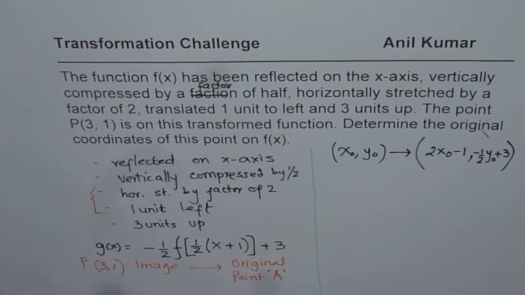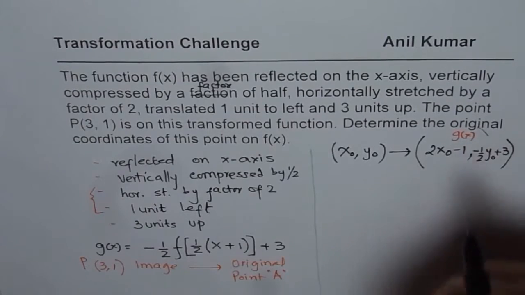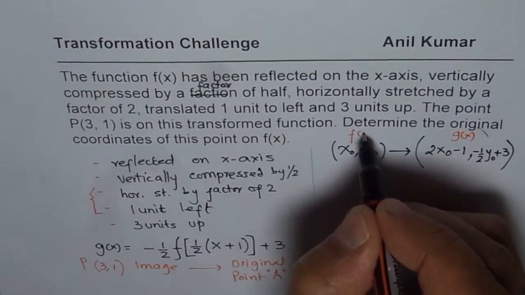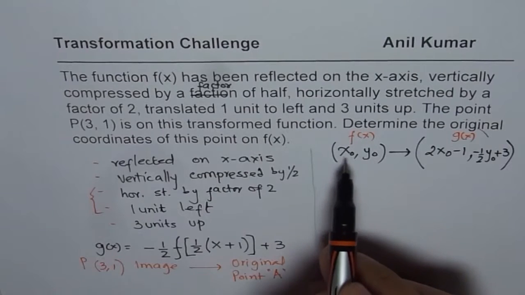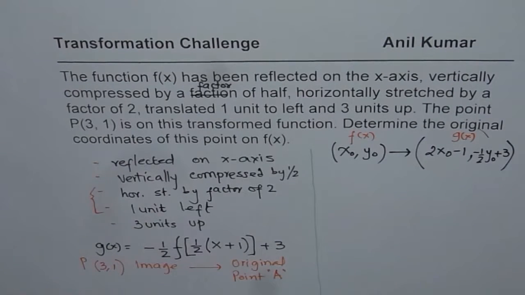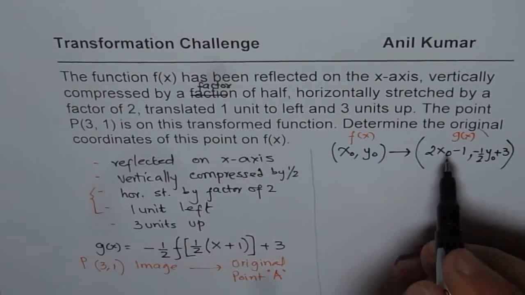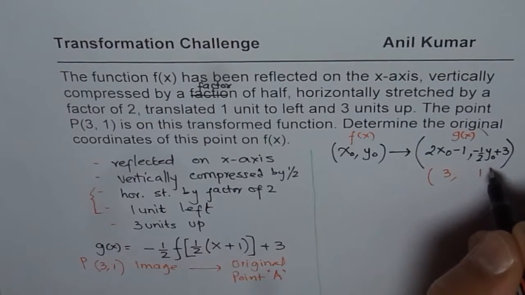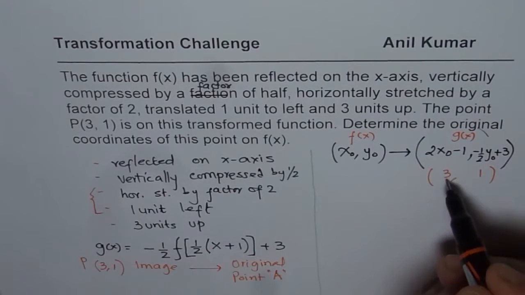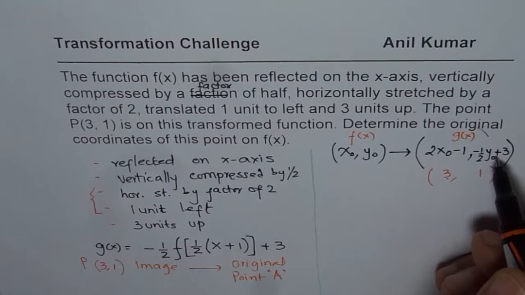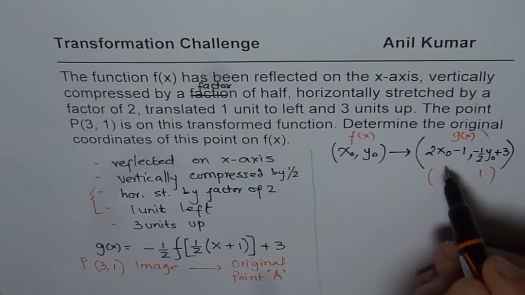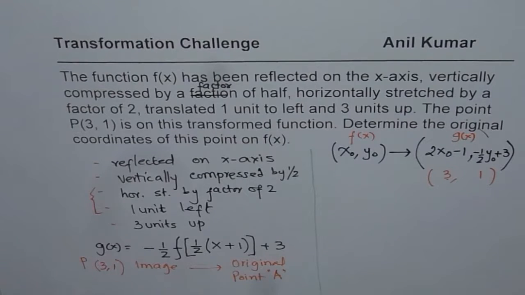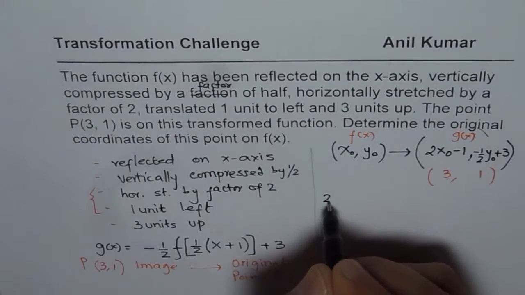Now we are given a point on this transformed function g of x, and we need to find the original point (x0, y0) on f of x. How can we do it? What we know here is that the point on g of x is (3, 1). That means the value of x is 3 and the value of y is 1. We can equate and find the original point. That is how it should be done. I hope you understand and appreciate the method.